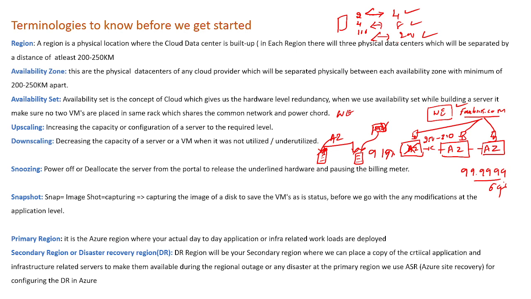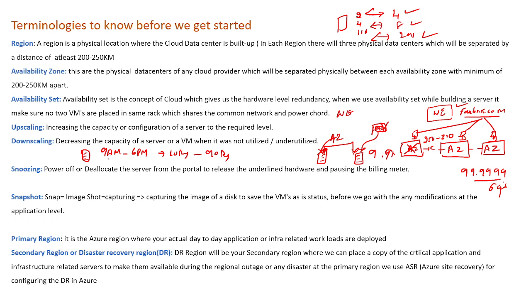And the next one is snoozing. Snoozing means you are deallocating the virtual machine from the portal to reduce the cost. See, Azure, as I told you, is pay as you go and a tenant based system. Say you have an application server that is required from 9 a.m. to evening 6 p.m. Per hour it is 10 rupees. Imagine you are running from 9 a.m. to 6 p.m., around 9 hours. Then if you run for 9 hours, it is 90 rupees.